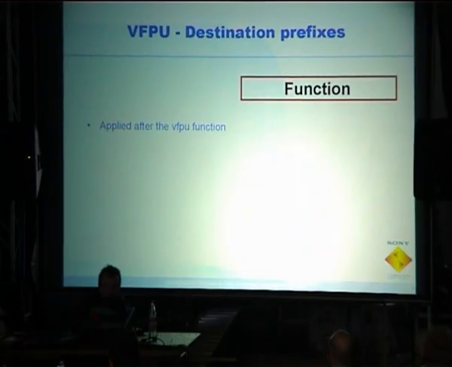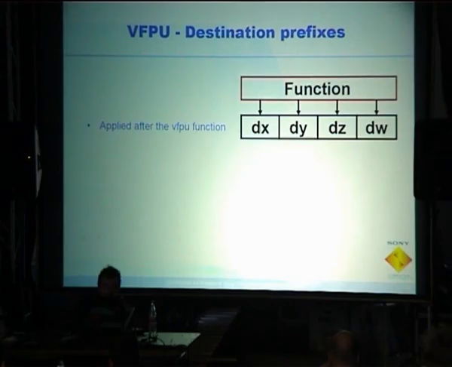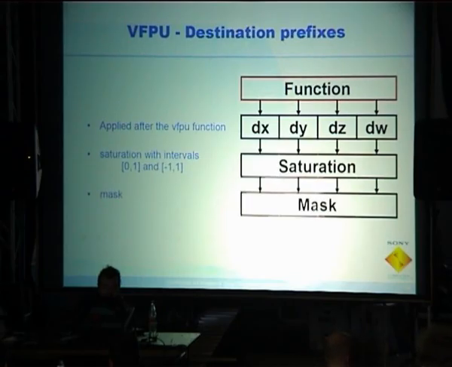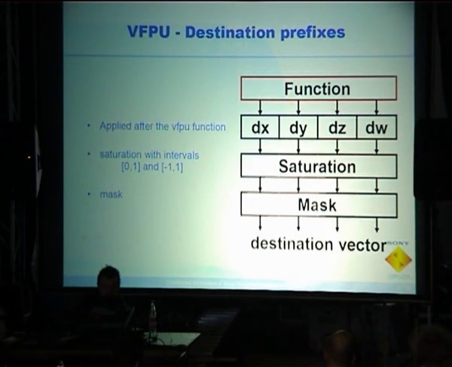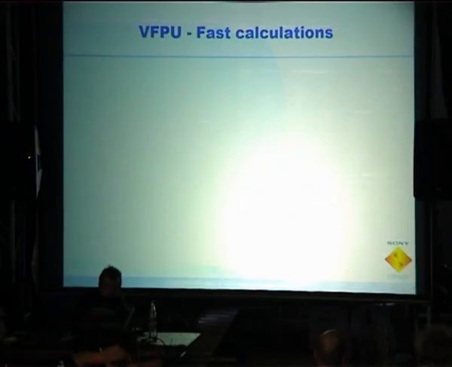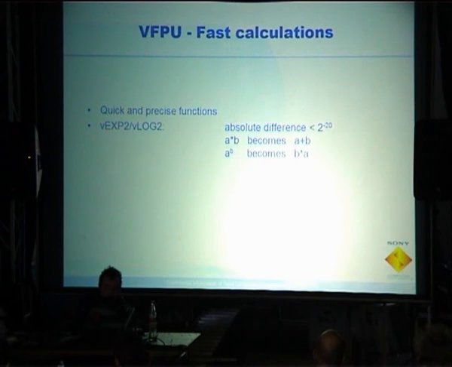For the destination, the prefix is applied after the VFPU function. It goes through and ends up in the destination vector. You can have saturation and masking with them. The VFPU can also be used for fast calculations. It's got everything built in for very fast math.